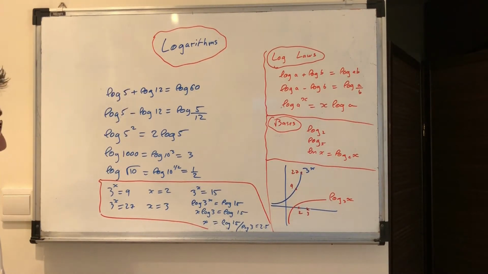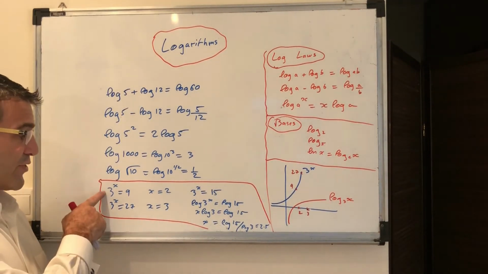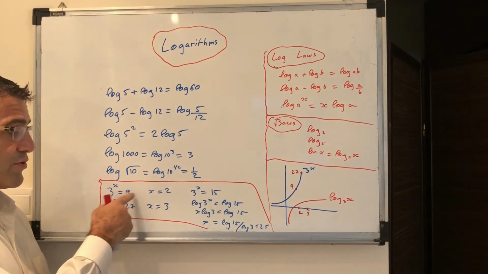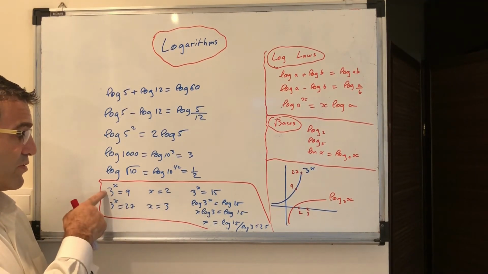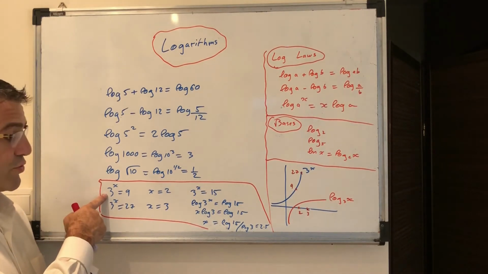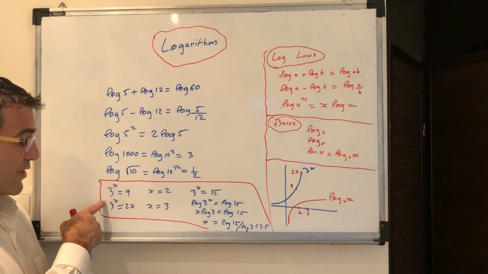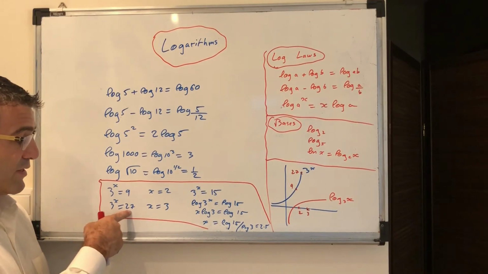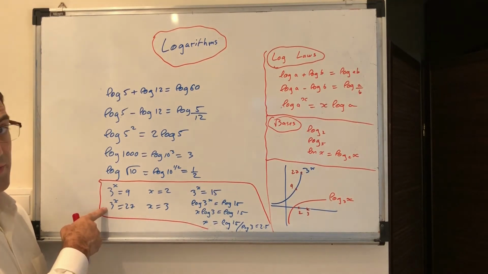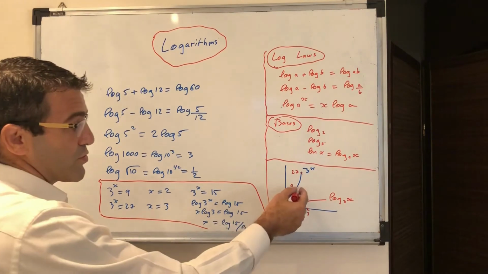So if you had a question like 3 to the x equals 9, you would know that x is 2, because you think, well, 9 is just 3 squared, so the only possible solution is 2. If you had a question like 3 to the x is 27, x would be 3, because 3 cubed is 27. So these are those two solutions.